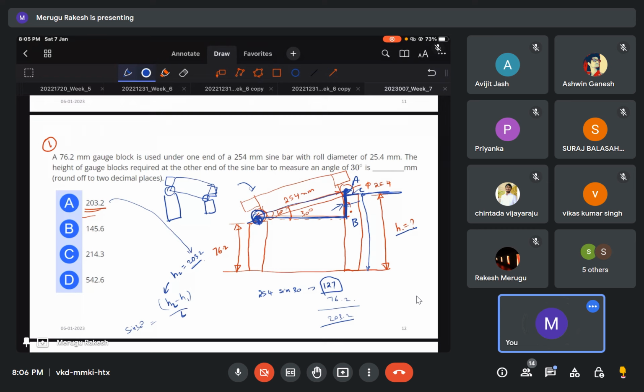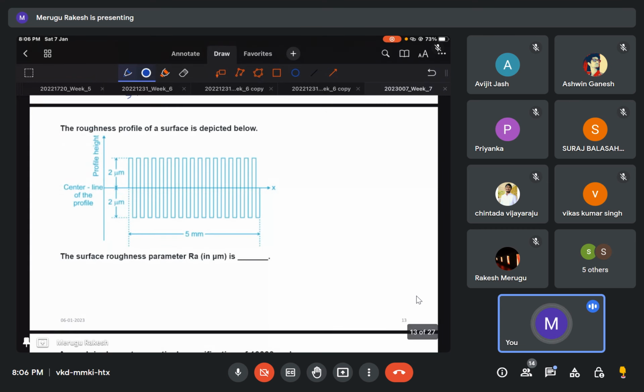Okay, so we'll solve one more question on surface roughness. This was a previous GATE question.